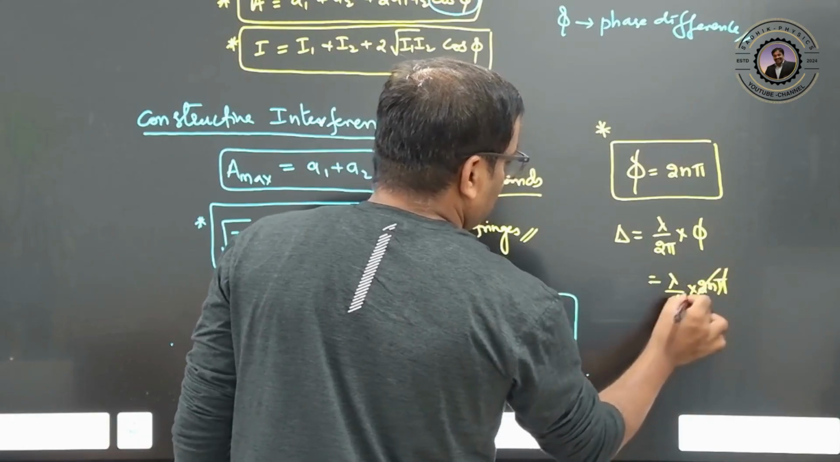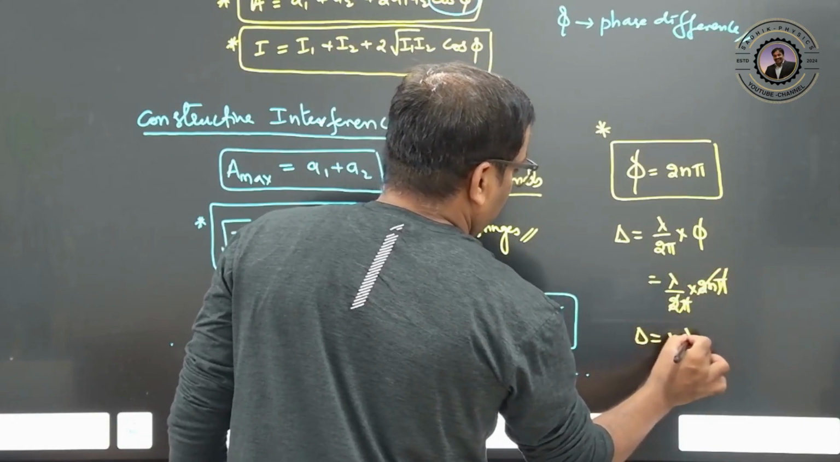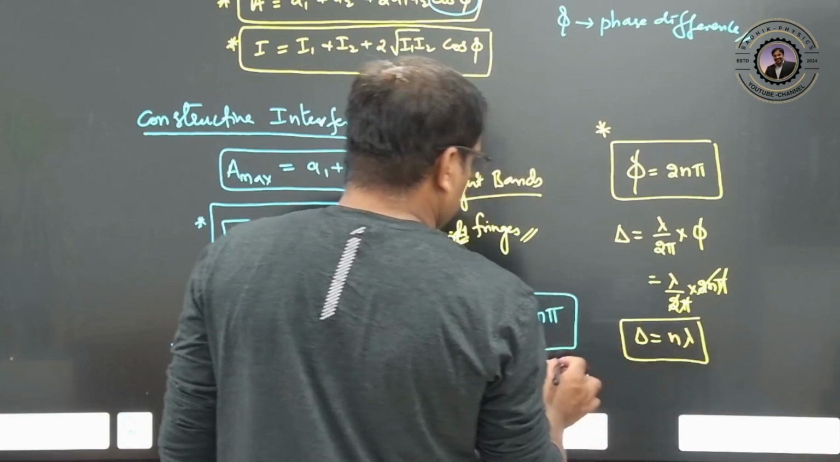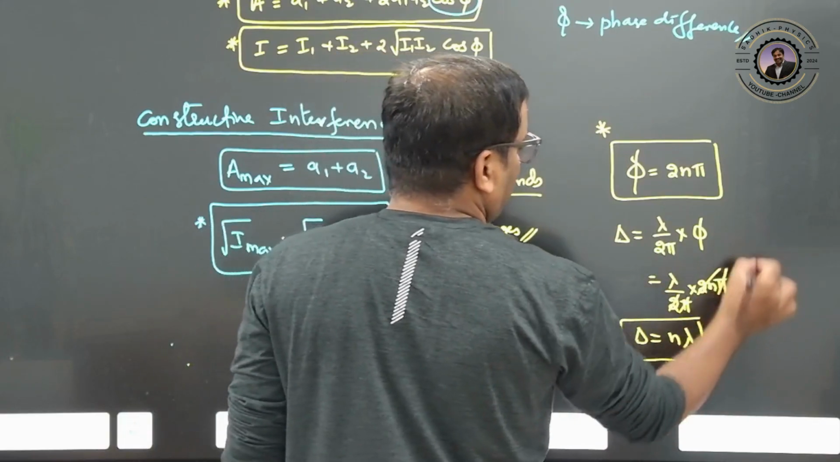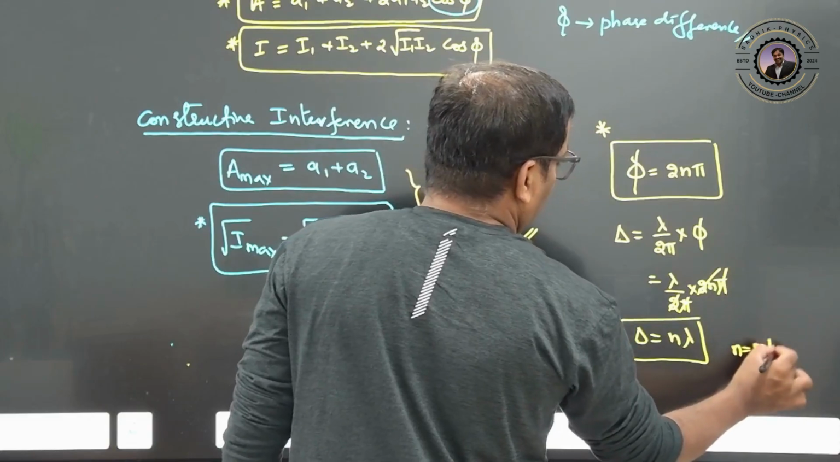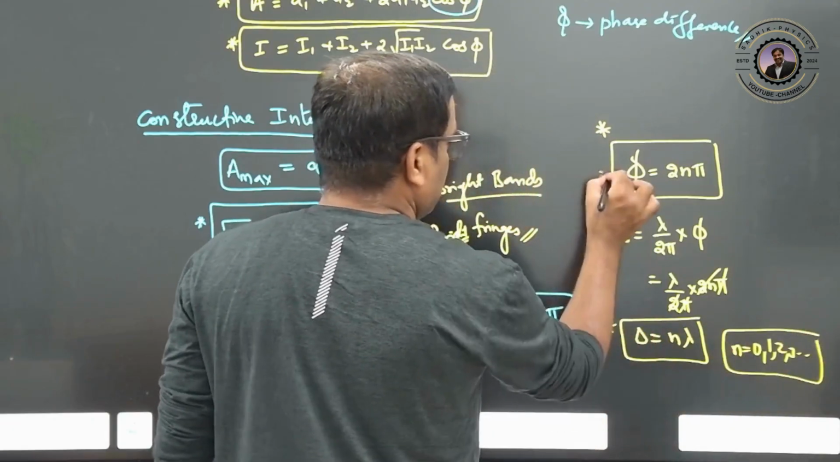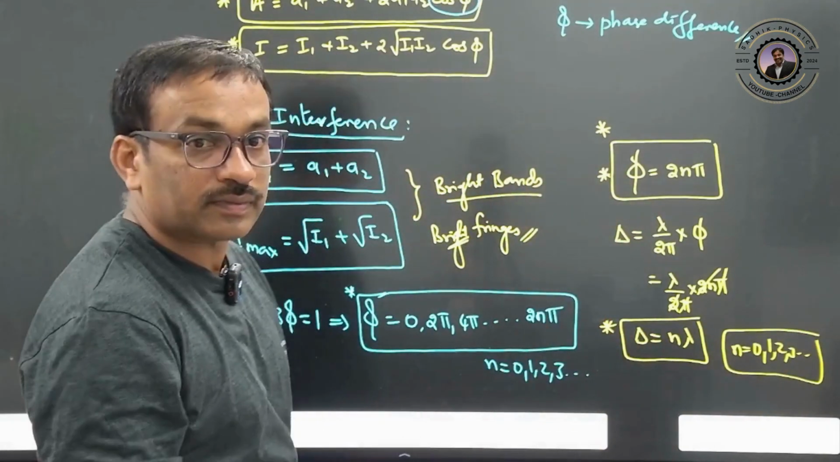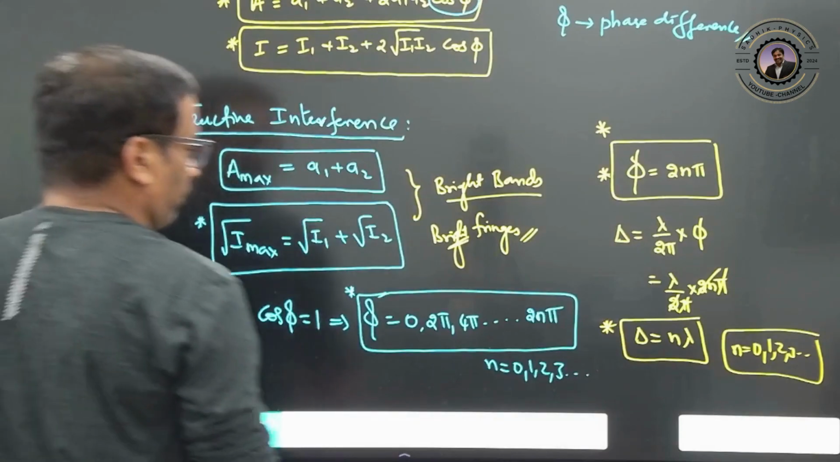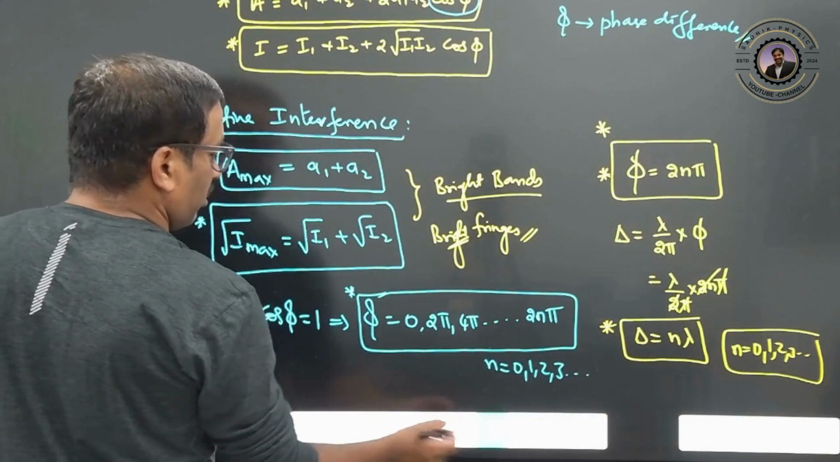So 2 pi gets cancelled out. Path difference is nothing but n lambda. Where does n start from? n starts from 0, 1, 2, 3 and so on. This is your path difference, and this is nothing but the phase difference. Clear? So when does constructive interference take place?